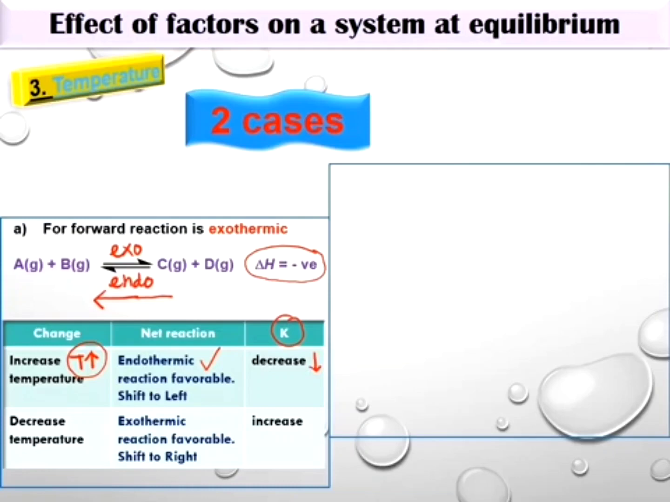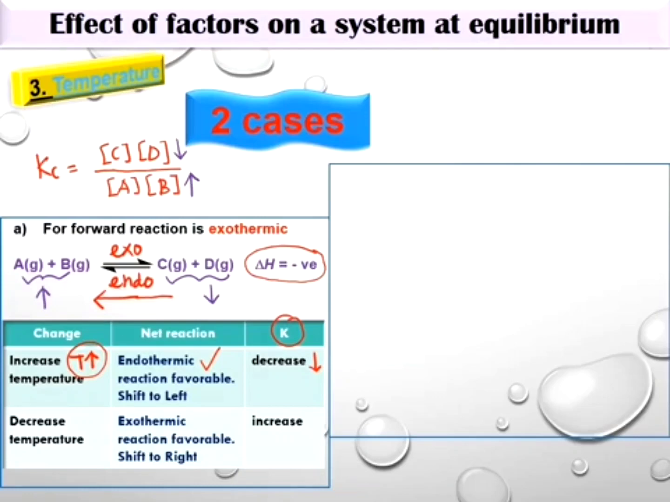Kenapa pula decrease? Macam mana nak tahu? Okay, contoh kita buat Kc expression. Kc equal to concentration of C times concentration of D divide by concentration of A times concentration of B. Okay, dia macam ni kelas. The system shift to the left. Betul? Sebab dia nak balancekan balik sistem awak. So bila dia shift to the left, what happened to the concentration of product here? So the concentration of product akan decrease, and the concentration of reactant will increase. Nampak? Okay?